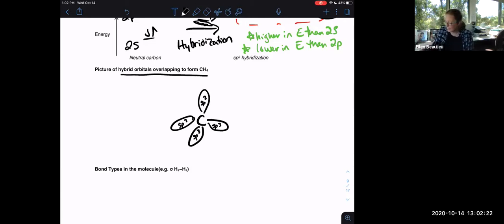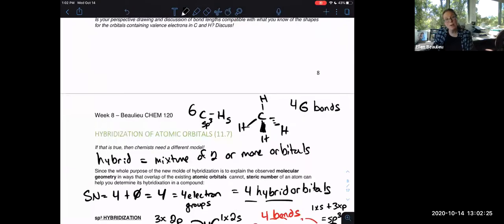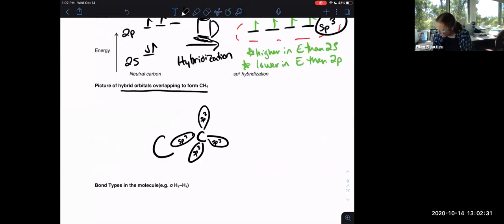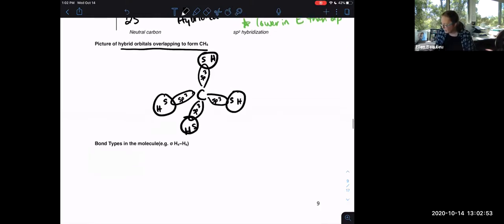They are overlapping with the s orbital of hydrogen. What's the shape of an s orbital? It's just a circle. So I'm going to put the circles to overlap with those sp3 orbitals. These are all hydrogens, and they are all s orbitals. So I'm taking the bubble of the s orbital and I'm overlapping it with the sp3 orbital. So what I see in this molecule are 4 sigma bonds between carbon and hydrogen, and they are formed by overlapping an s orbital with an sp3 orbital.